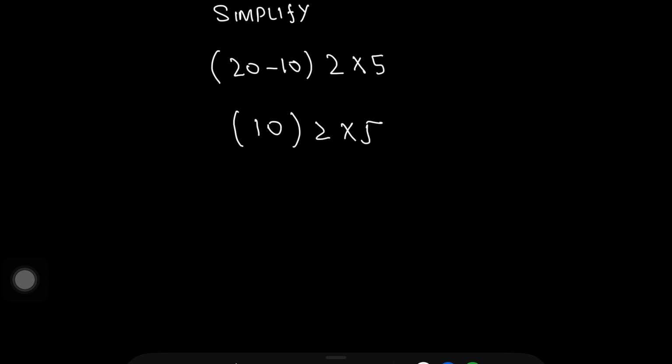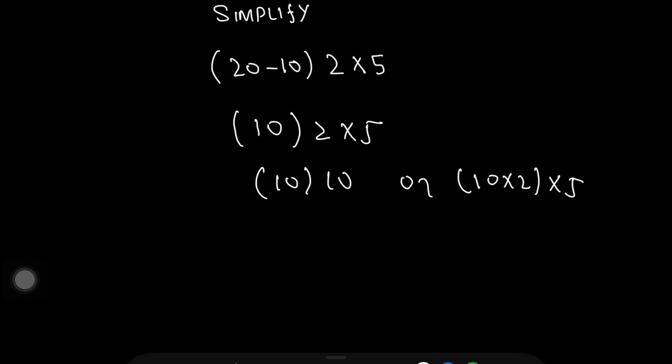Okay, now it is your choice. First you multiply 2 multiply 5 is 10, or 10 multiply 2 is, multiply 5, so it is your choice. Both cases the answer is the same.